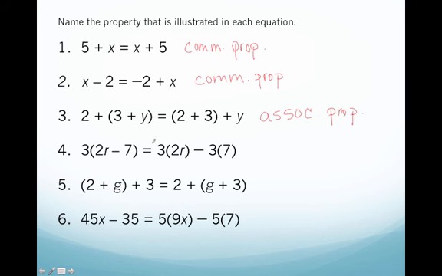Here, notice I am distributing, hopefully, and here again I've got different groupings. So I've got the associative property. And finally, what do you think? 45x minus 35. Okay, so basically all I've done is undone what would have been the distributive property. So in fact, this is still the distributive property. Awesome.